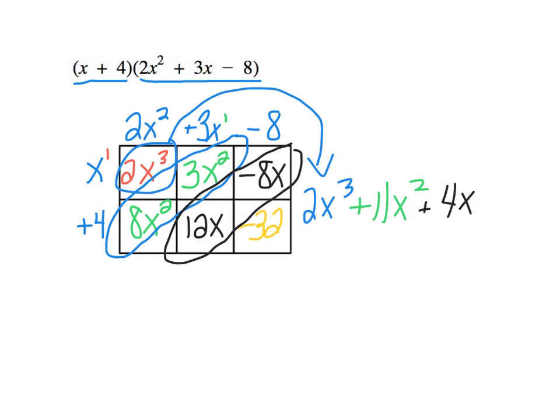And then finally our last box. Last box should have no like terms as well. And that comes here at the end, minus 32. And that is my answer.